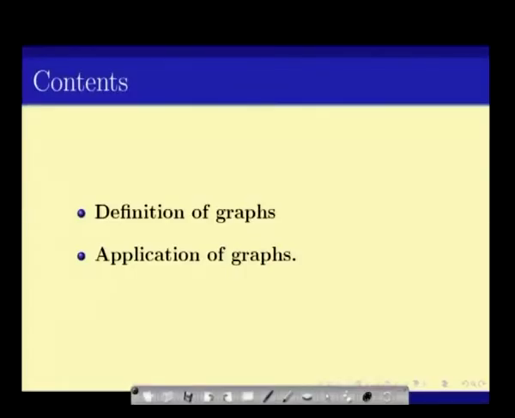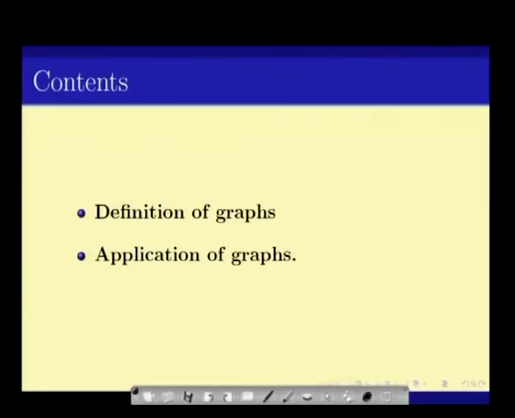Welcome to the UGC lecture series in computer science, and the topic is algorithms. So, today we will be looking at graph algorithms. We will be looking at the definition of graphs, and how graphs as combinatorial objects can be applied in our field.